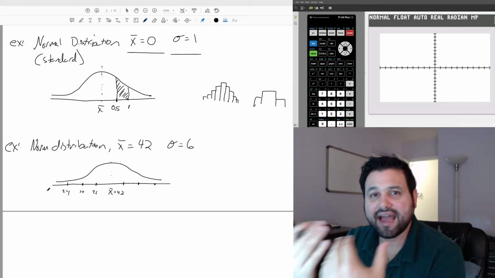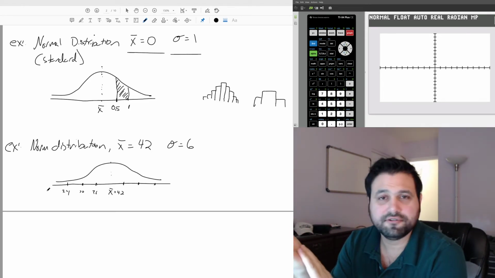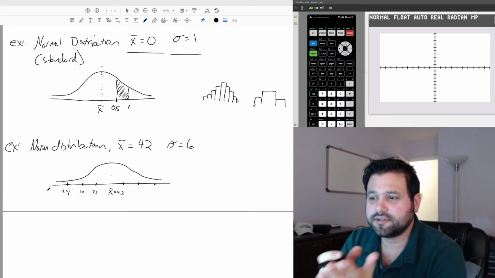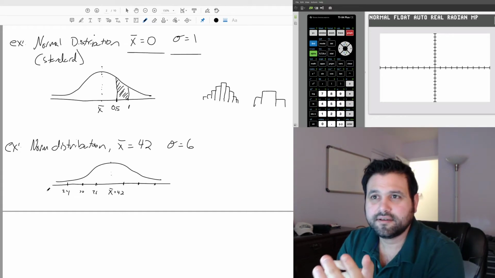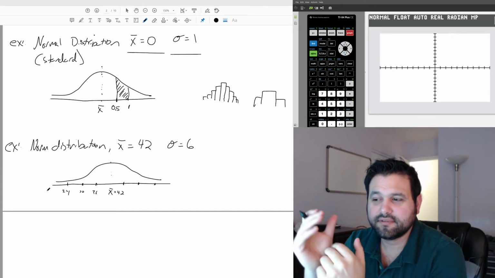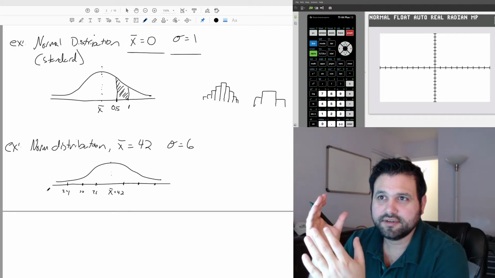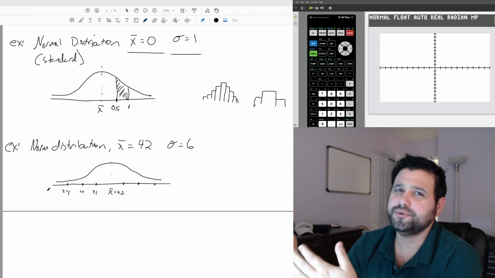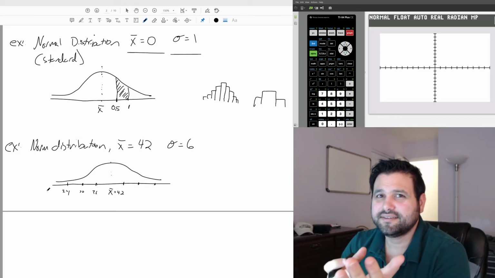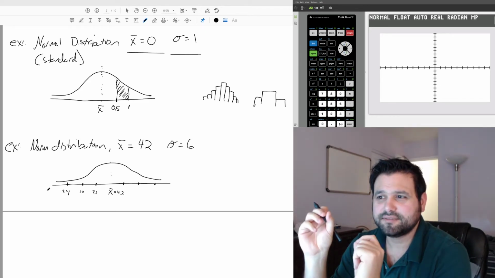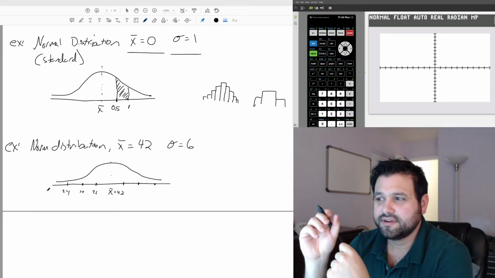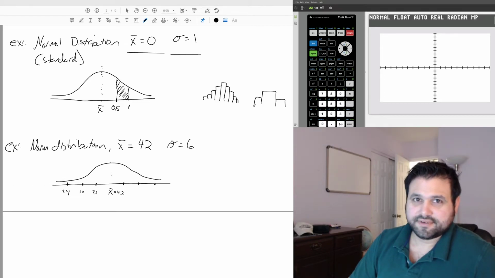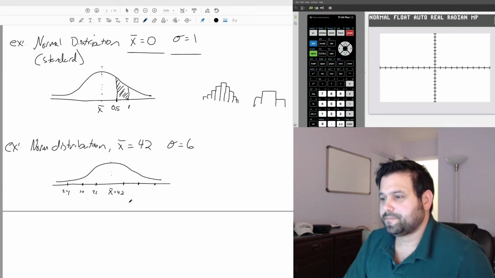Because if I tell you that the average of something is 42 and there's a standard deviation of 6, and I ask you to calculate what's the probability that a value is between 0 and 5. Well, if the average is 42, the probability that I randomly select a number and it's between 0 and 5 is going to essentially be 0, right? So as we keep going to this, it flattens out and is eventually 0.